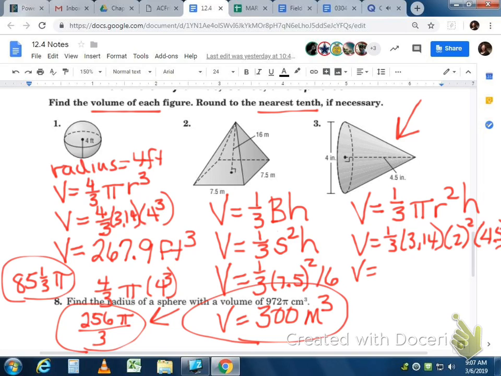Dylan, what'd you get? 18.8. And then we would label it how, Dylan? Inches cubed. Okay, yeah, it came out to 18.84, but it says round to the nearest tenth. So 18.8 inches cubed. All right, any questions about that? Okay.